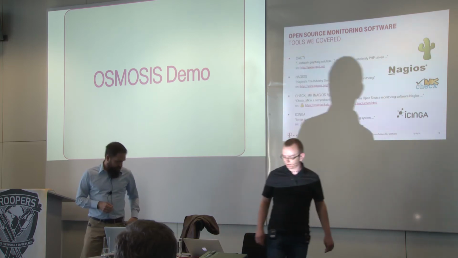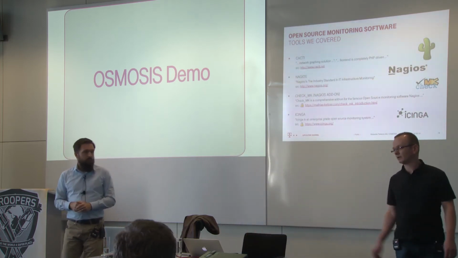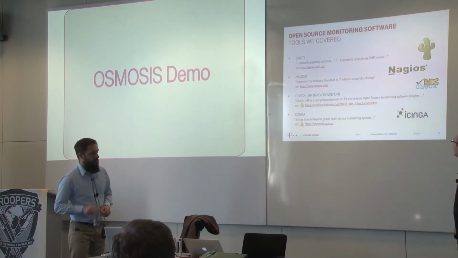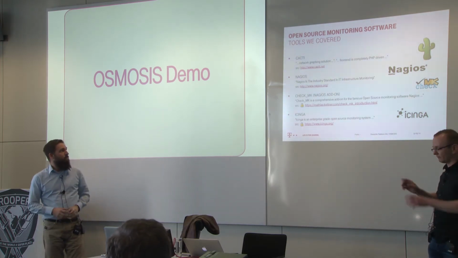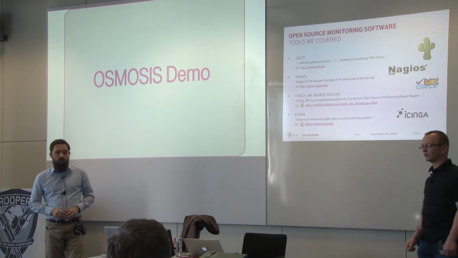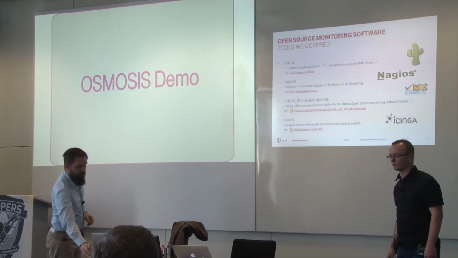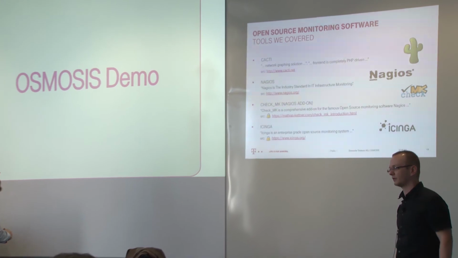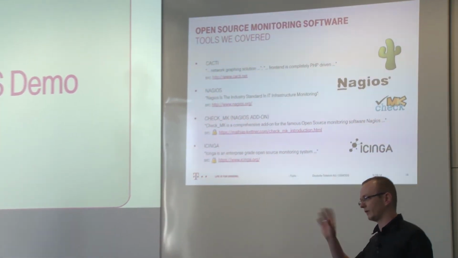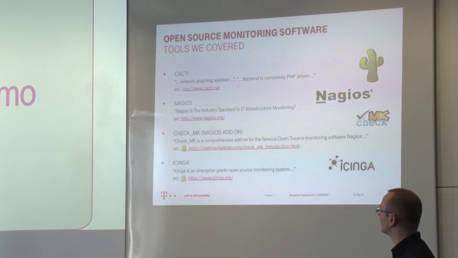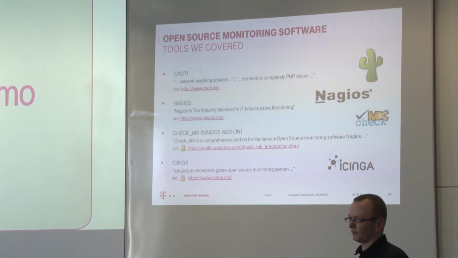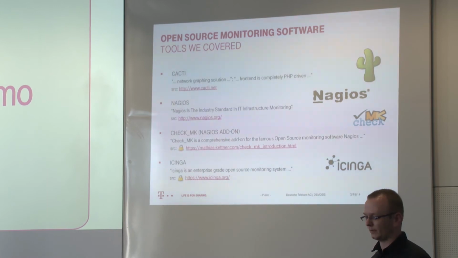The tools we looked at are a bunch of market leaders, well-known tools. I have just copied some phrases from their own homepages. So Cacti is, of course, an open source, well-known monitoring system. It graphs a lot of the CPU usage and the interface usage of routers, at least with SNMP. Nagios is, of course, the industry standard. Everyone uses it, I think.